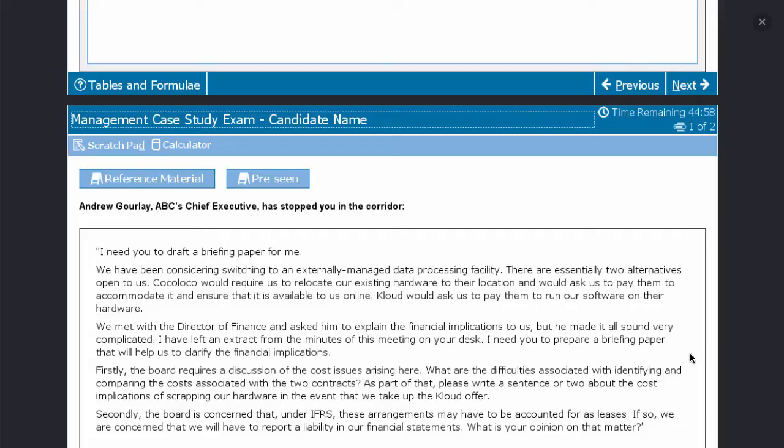A 3 to 4 maybe. What are 3 to 4? Let's say the first one. What's the first one? The financial implications of... well, if we go for these services, what would be the financial implication?